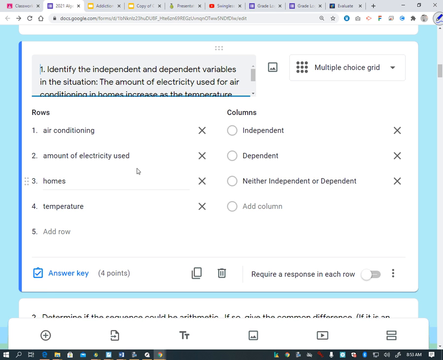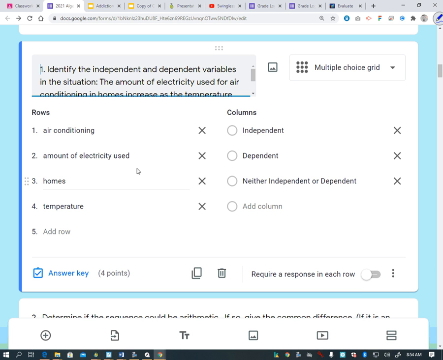Okay, maybe it's, oh, okay, so I think it's listed kind of like this. The air conditioning is independent. Is that right? Okay, so air conditioning is an independent variable. Amount of electricity used is dependent upon what? How much you run the air conditioner, right? The air conditioning is actually neither. Oh, okay. See, that makes more sense to me, that the air conditioning would be neither independent or dependent. But the amount of electricity is dependent, right?